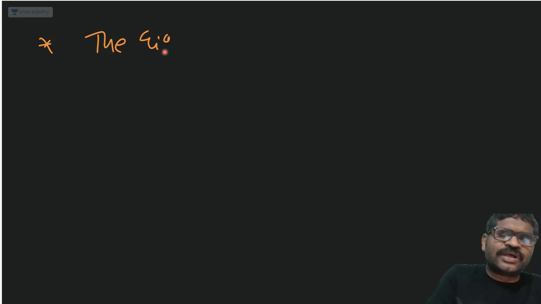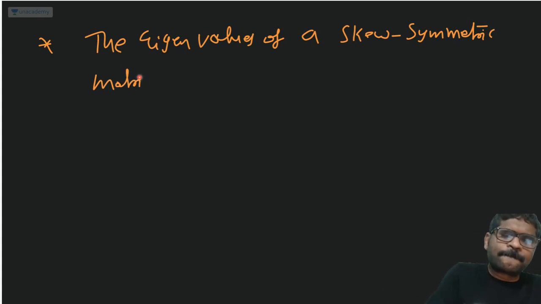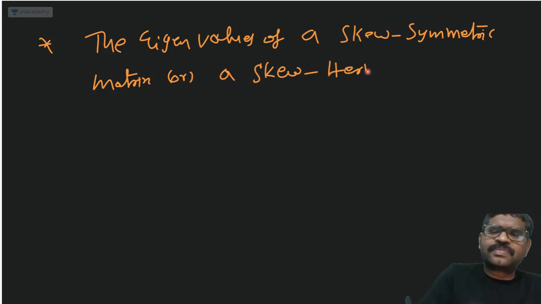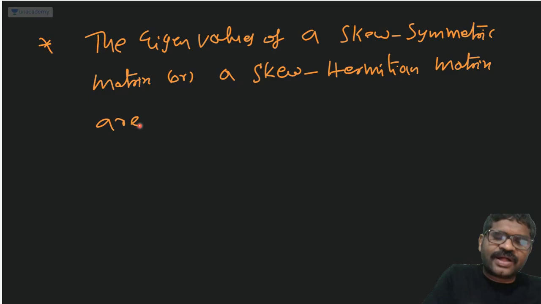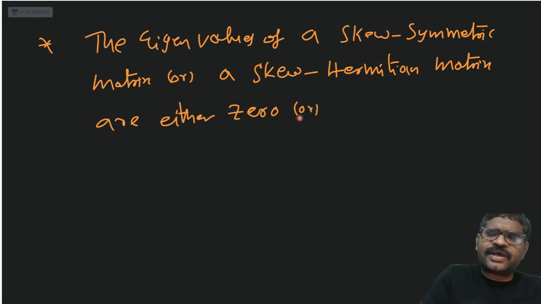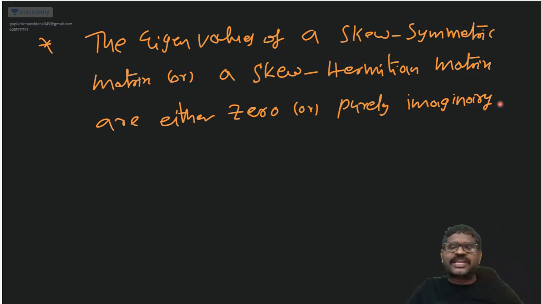Next, the eigenvalues of a skew symmetric matrix or a skew Hermitian matrix are either zero or purely imaginary, either zero or purely imaginary.